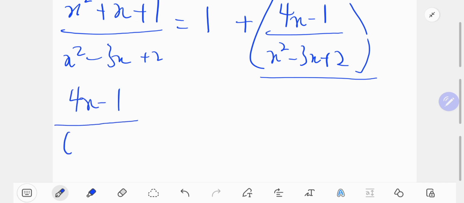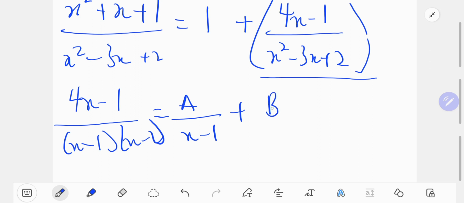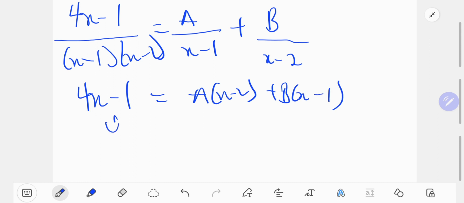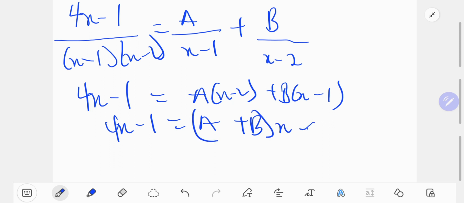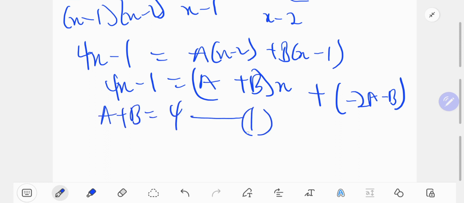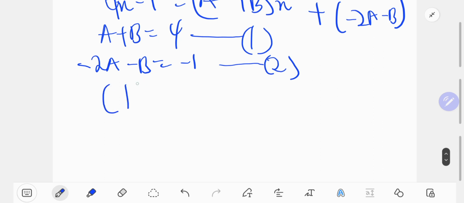So we're going to get 4x minus 1 over x minus 1, x minus 2 in the form, say, a on x minus 1 plus b on x minus 2. Okay, so you are simply going to get this equals a(x minus 2) plus b(x minus 1). Okay, so 4x minus 1, we are going to get a plus b, I'm just skipping some of the procedures since we are already familiar with them. So plus, you're going to get minus 2a minus b. Alright, so by comparing, you're going to get a plus b equals 4, first equation, minus 2a minus b equals minus 1, second equation.